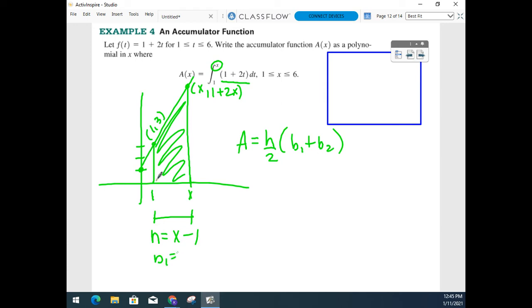Base 1 is the height here, which is just our y value, 3. Base 2 is this height, or this y value. So the area of this specific trapezoid is h over 2 times the quantity, base 1, which is 3, plus base 2.